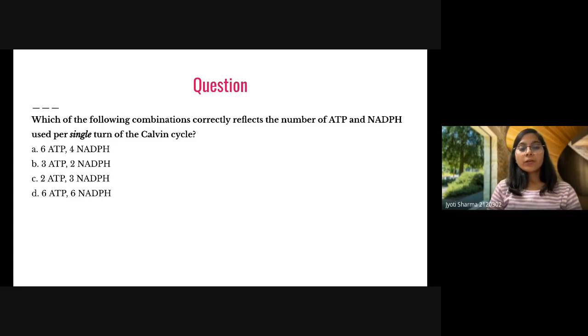Okay, which of the following combinations correctly reflects the number of ATP and NADPH used per single turn of the Calvin cycle? You have to tell how many ATP and NADPH are used for every single turn of the Calvin cycle. Single turn means one CO2 molecule will be used. So for a single CO2 molecule, how many ATP and NADPH will be used in the Calvin cycle?